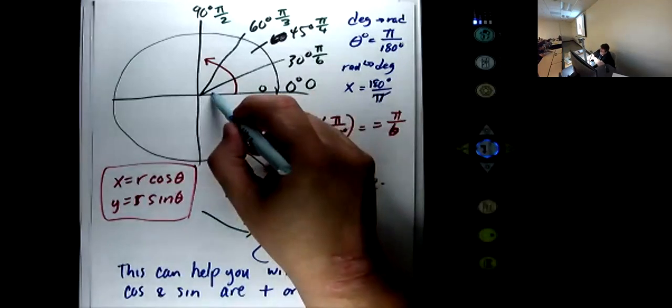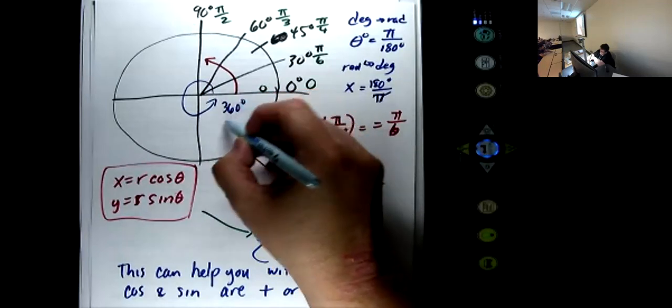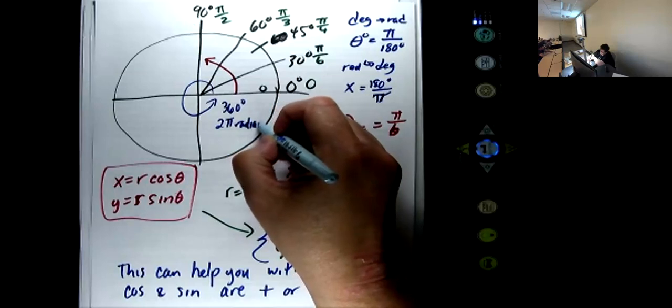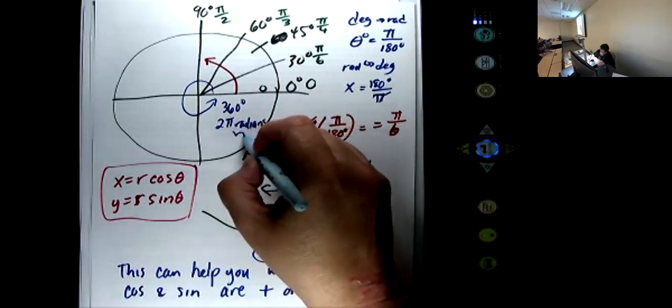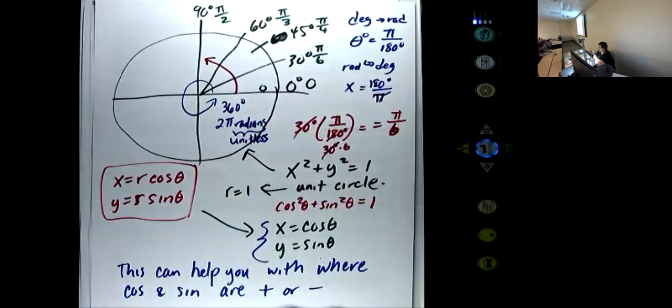Going all the way around the circle is 360 degrees or 2 pi radians. Radians are in fact unitless. We don't need to write radians. The only reason I'm writing it is so that you have it in your notes, but it's just 2 pi.